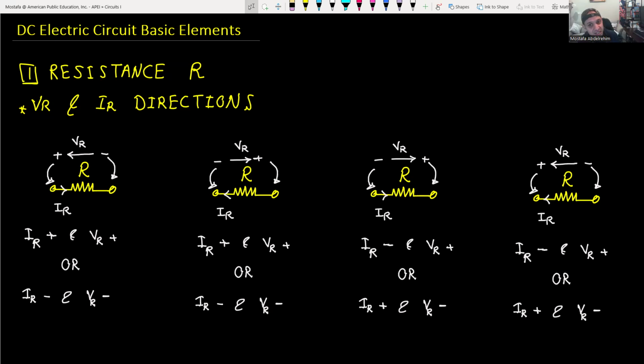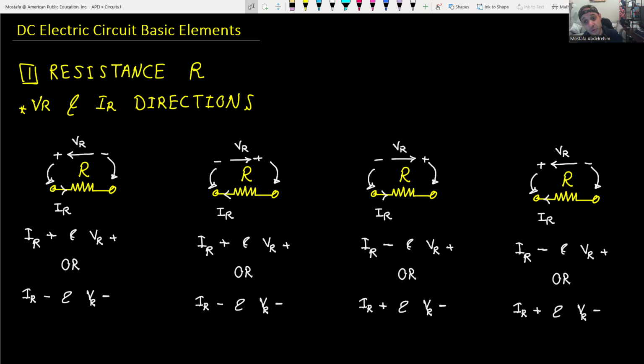The resistance is basically the resistance to the charge. It tries to hinder the charge that basically makes the current. As the resistance increases, the resistance to the charge will increase, so the current should decrease. And the opposite: if the resistance decreases, the current should increase. Okay, that's the physical meaning.